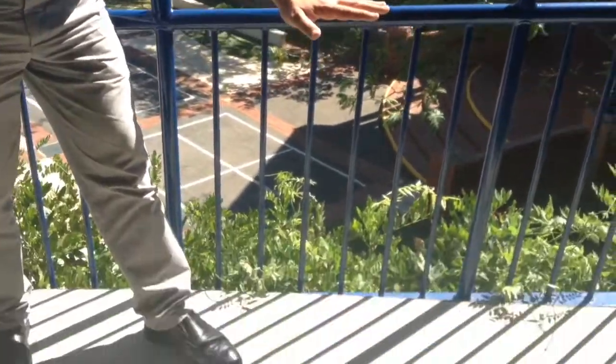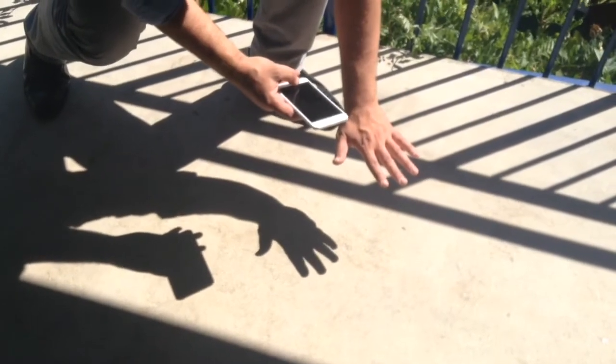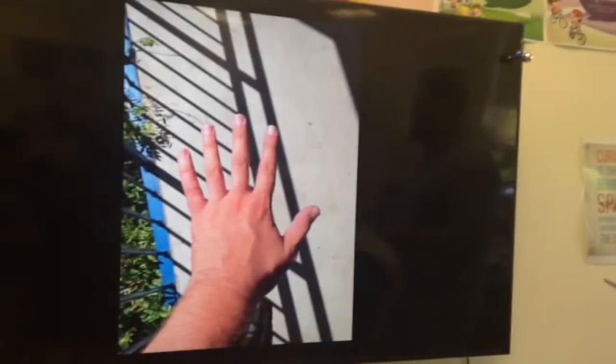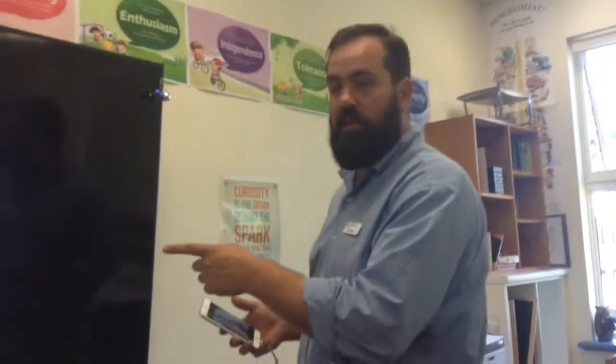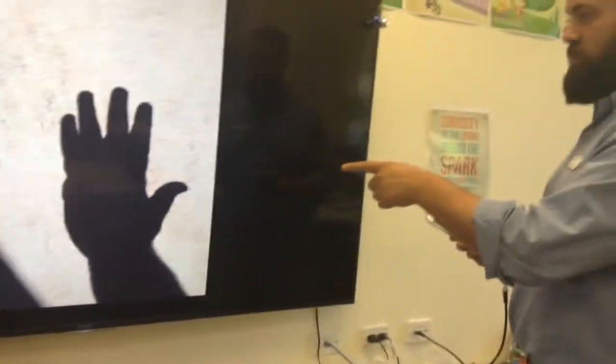Okay, so here we are. I'm going to get a photo of my hand from about that far away. Now take a photo of my shadow from about that far away. Let's go in and see what they're like. Okay, so here we are, back at Science HQ, aka the TV screen. So we've got the photo of my hand and the photo of the shadow.